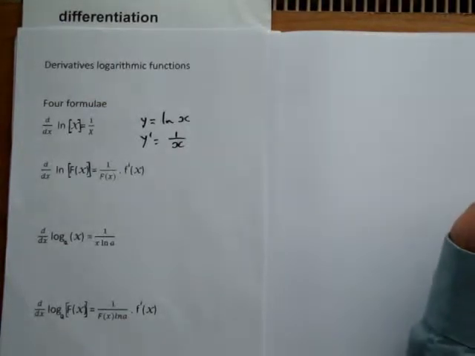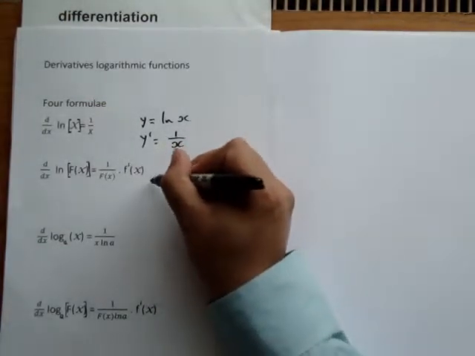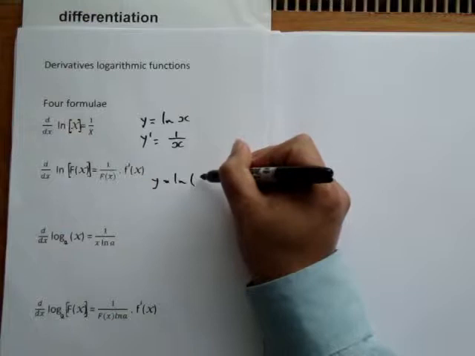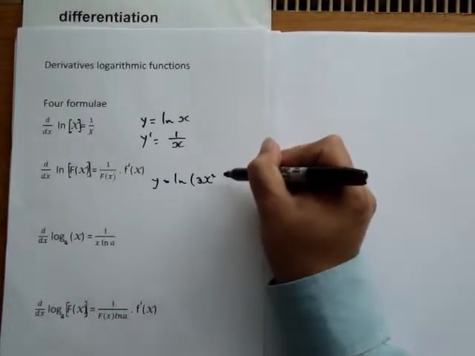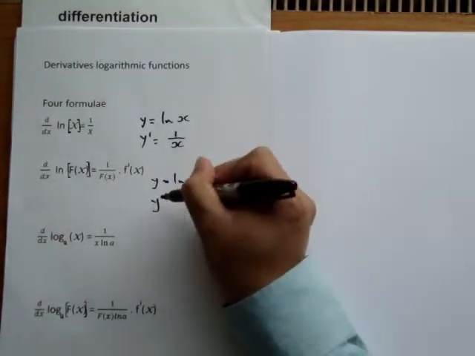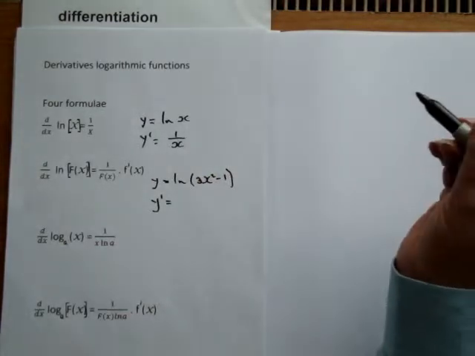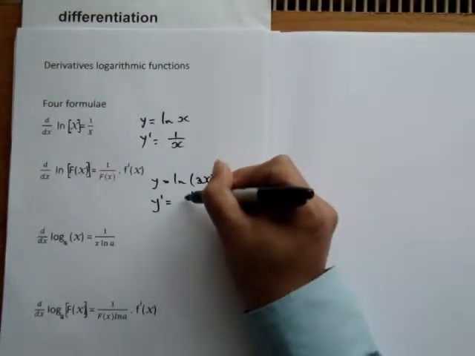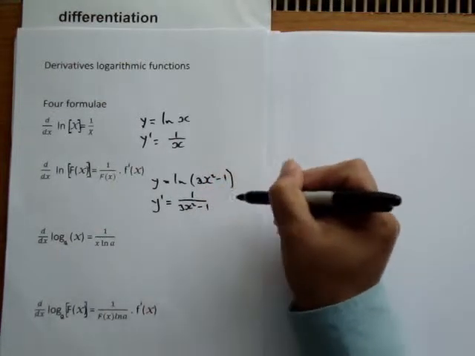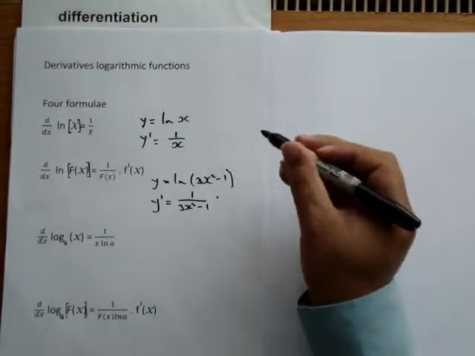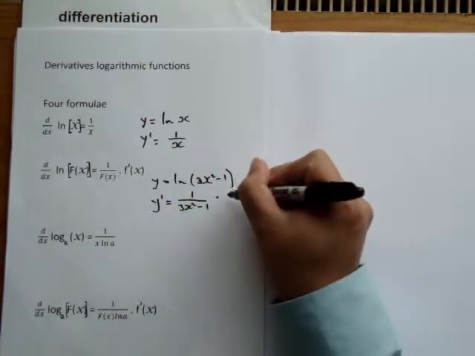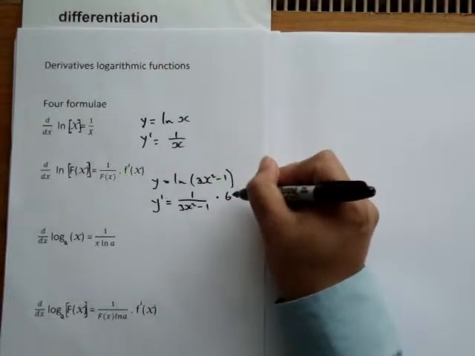For the second formula, if we have something like y equals natural log of 3x squared minus 1, then differentiating we get 1 over 3x squared minus 1, and then we multiply that by differentiating 3x squared, which is 2 times 3, is 6x.